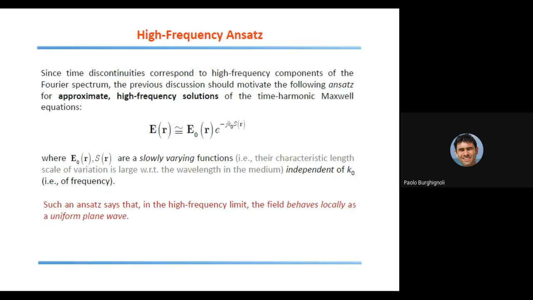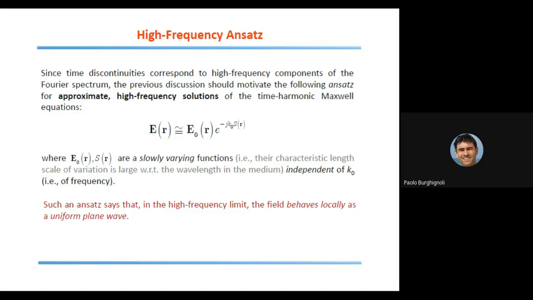So all this has been said with the goal of providing you some physical motivation for the so-called Ansatz, which is a German word which means the initial assumption on the basis of a theory. The Ansatz of the ray optics is that locally your electromagnetic field behaves like a uniform plane wave, which is what we have discovered to be true in the neighborhood of the wavefronts.